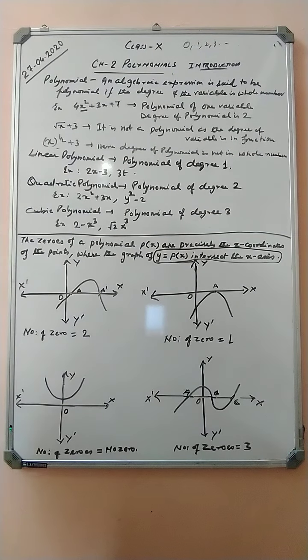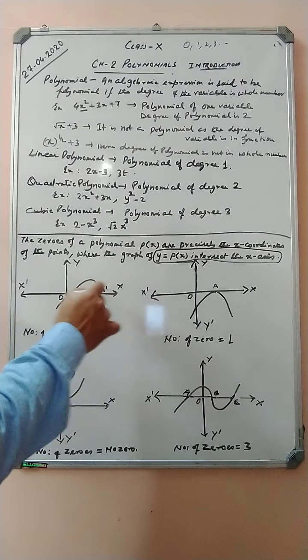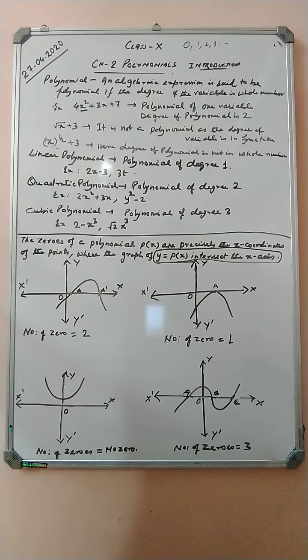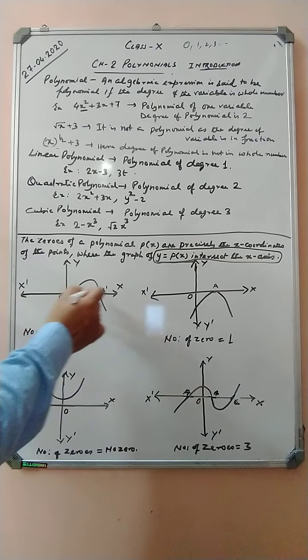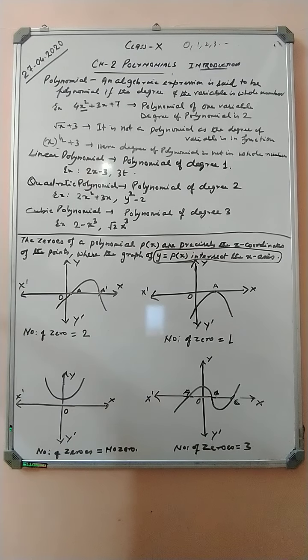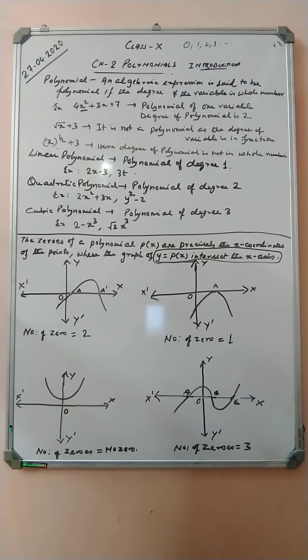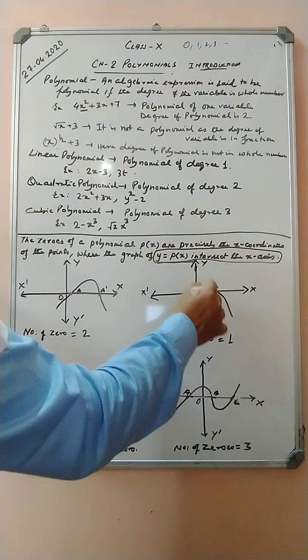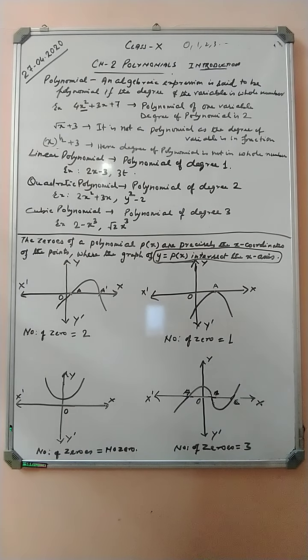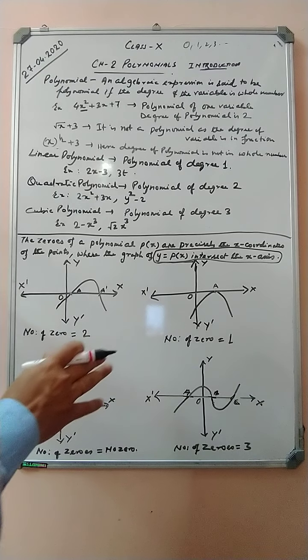Now in the first graph you see, this is the x axis, this is the y axis. Here the graph intersects at 2 points, one is A and one is A dash. So here the number of zeroes is 2. In the second graph, the graph intersects at only one point, that is point A. So here the number of zeroes is 1. In the third graph, the graph is not intersecting the x axis at any point, neither in the x dash nor in the x. So here there is no zero.